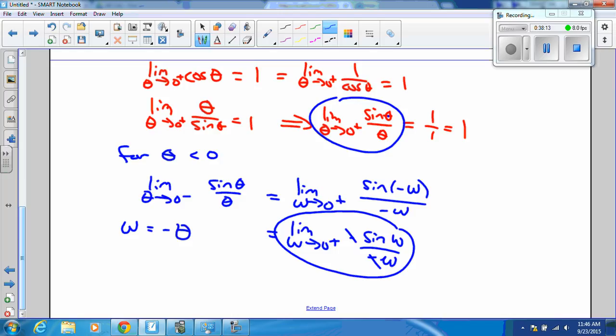What's its value? 1. And so the limit from the left is 1. The limit from the right is 1. What is the value of the overall limit? 1.